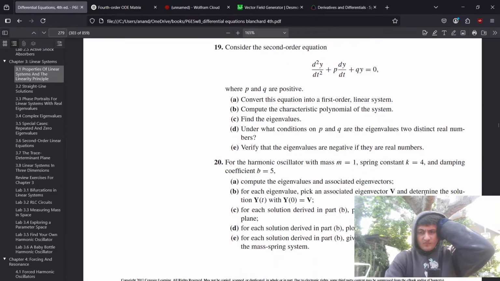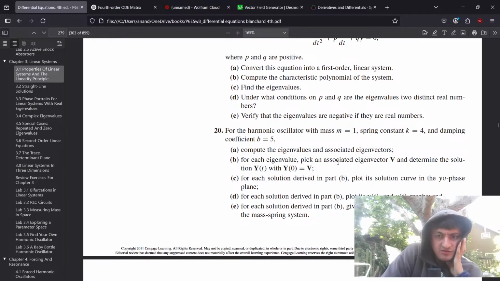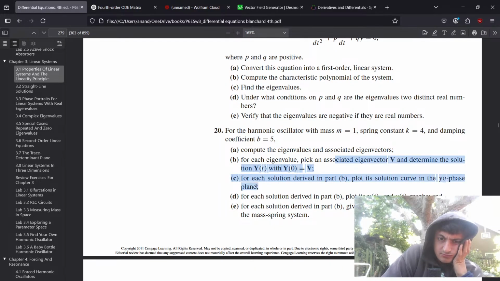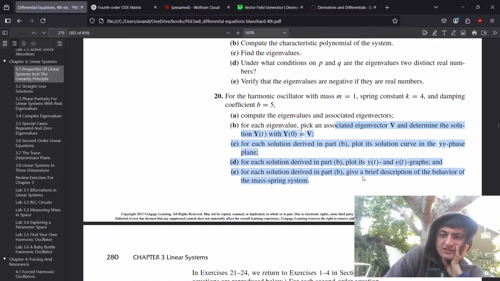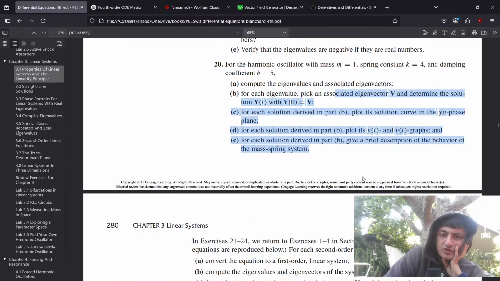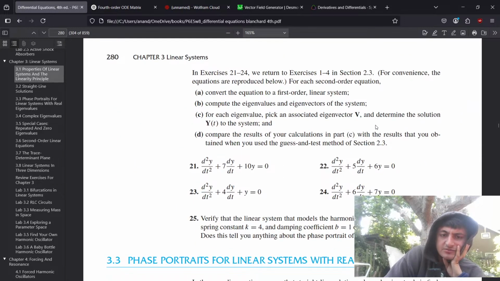Okay. Another just computation. Plotted solution. Okay, plotted time graphs. Give a behavior. Okay, description.